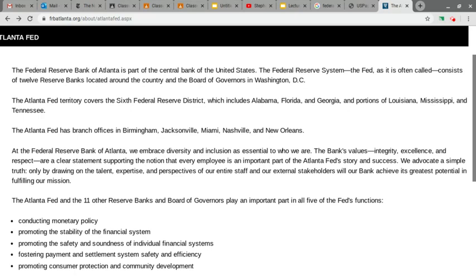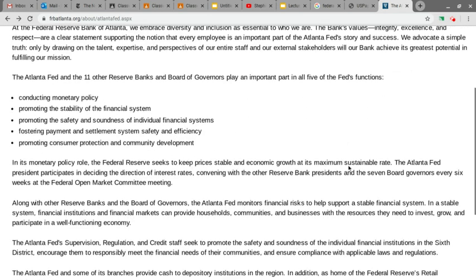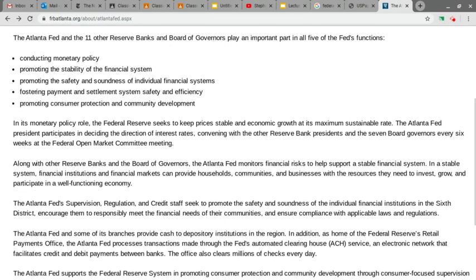At the Federal Reserve Bank of Atlanta, we embrace diversity and inclusion as essential to who we are. The bank's values, integrity, excellence, and respect are a clear statement supporting the notion that every employee is an important part of the Atlanta Fed's story and success. We advocate a simple truth. Only by drawing on the talent, expertise, and perspectives of our entire staff and external stakeholders will our bank achieve its greatest potential. All right, they're good for you. Let's focus on this part, the part that matters to us.